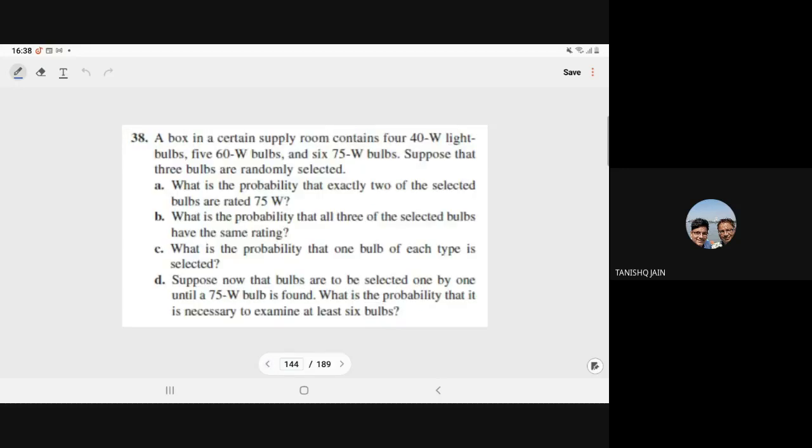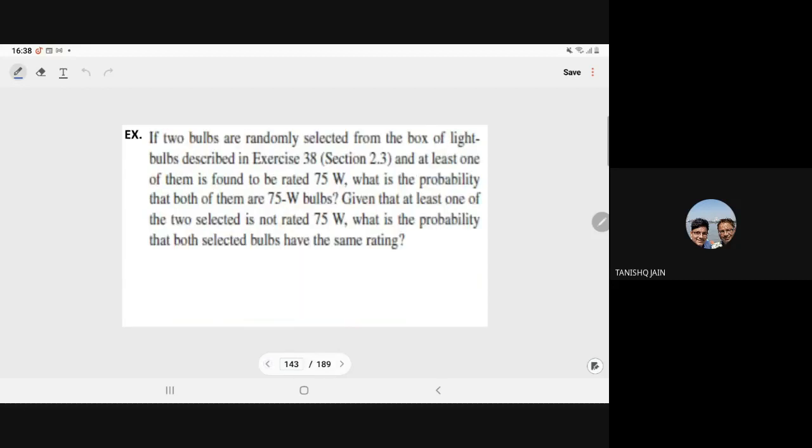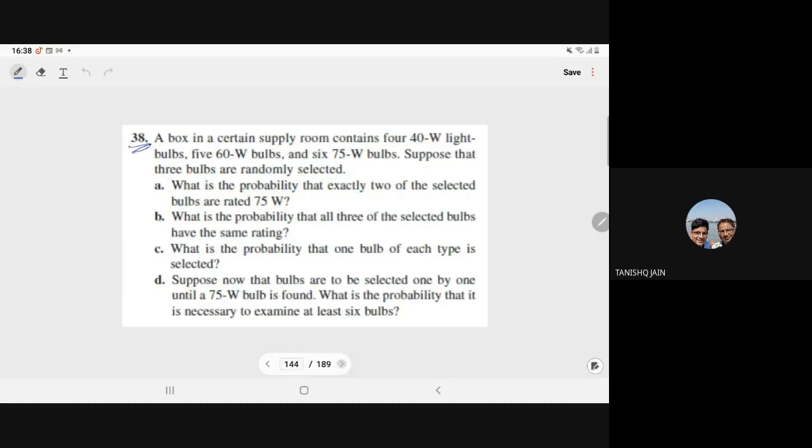Actually, this is the reference question. I am solving this question. It is in 2.4 only. Here we have the reference of that question. I am using that question just to show you what the condition is.